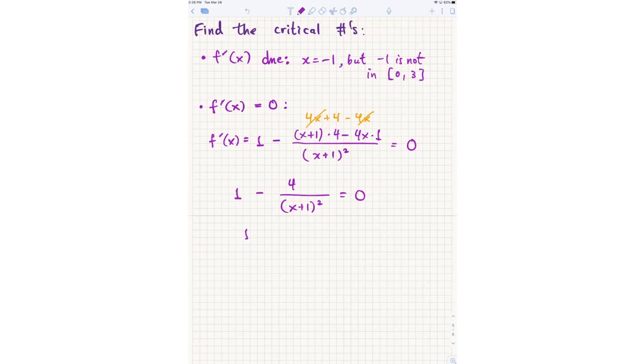So in this case, what you can do is move the fraction over to the other side and then cross multiply, to get (x plus 1) squared equals 4. Then to get rid of the square, I can take a square root. So that gives me two possibilities. Either x plus 1 equals -2 or x plus 1 equals +2. Make sure you actually get both of those. Don't just get x plus 1 equals 2.